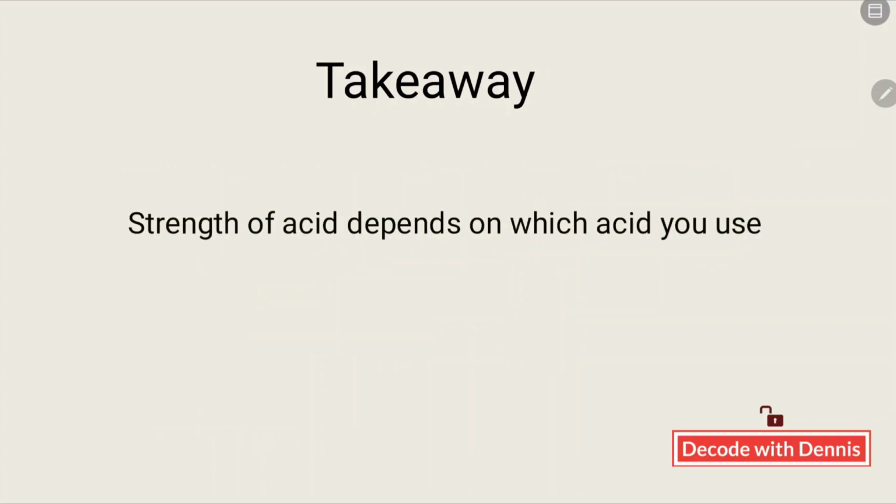So the key takeaway is that the strength of an acid depends on which acid you use. So if you want a strong acid, you need to choose an acid that's known to be a strong acid, like hydrochloric acid and sulfuric acid.